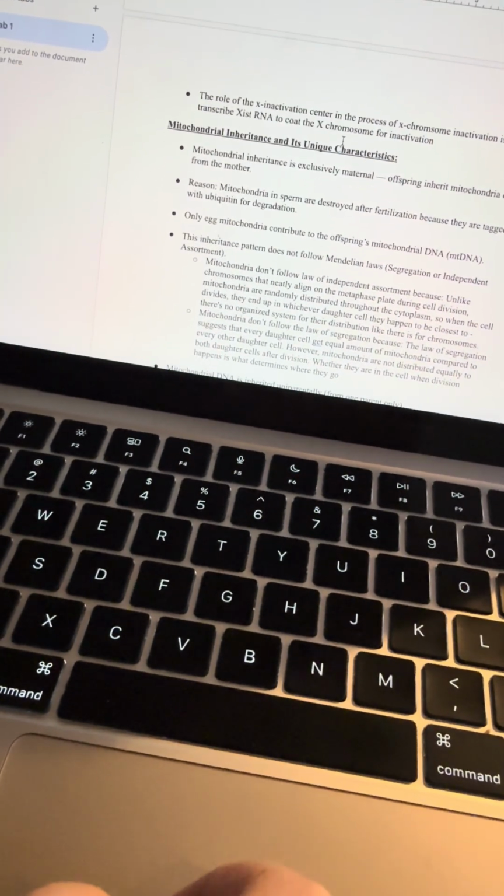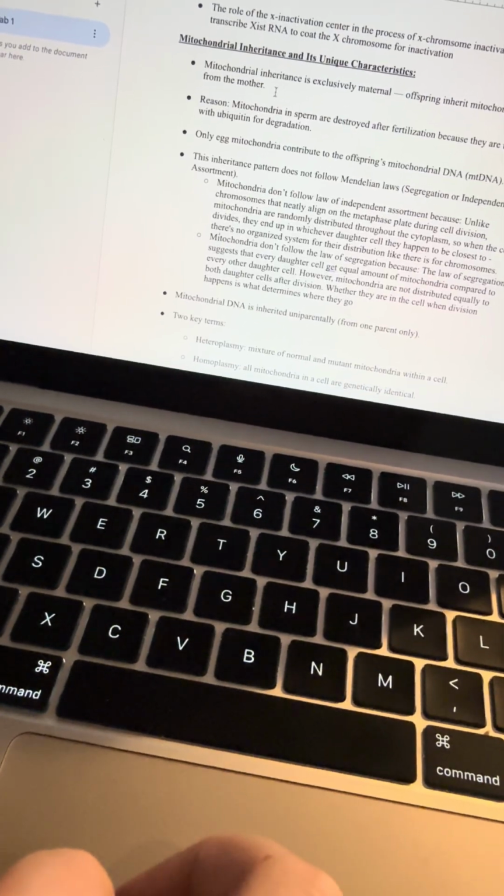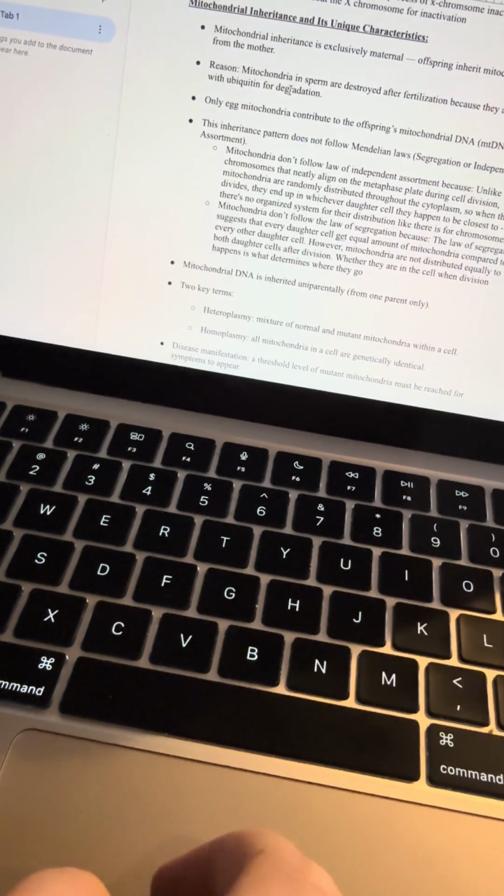Mitochondrial inheritance and its unique characteristics. Mitochondrial inheritance isn't exclusively maternal.